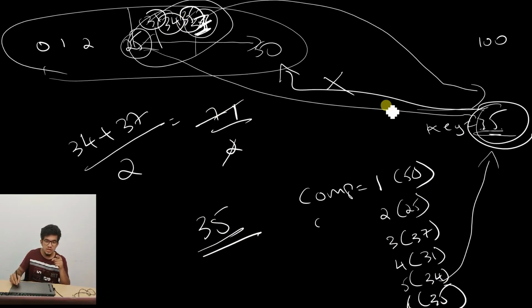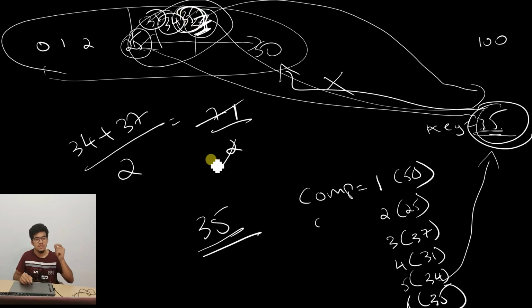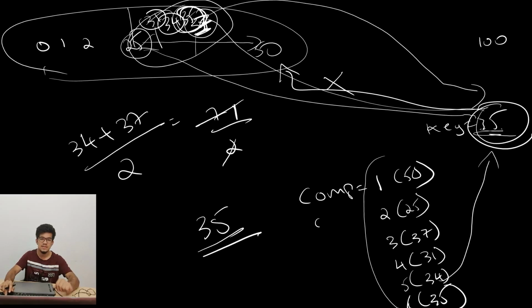Is 35 equal to 35? Yes, we have found the key element. So now think and tell me, don't you think it has taken the sixth comparison only? If it were a linear search to find 35, it would have taken 35 comparisons. But in a binary search, we are able to do this in six comparisons only. That is why binary search is more efficient than linear search. That's why it is famous.